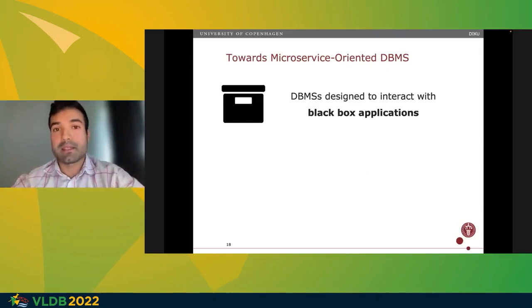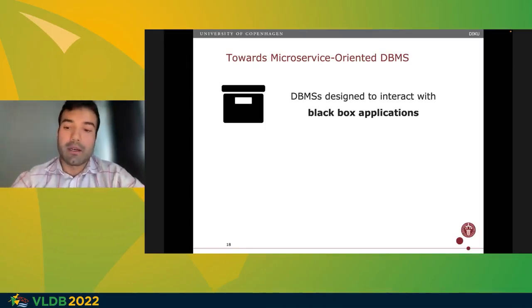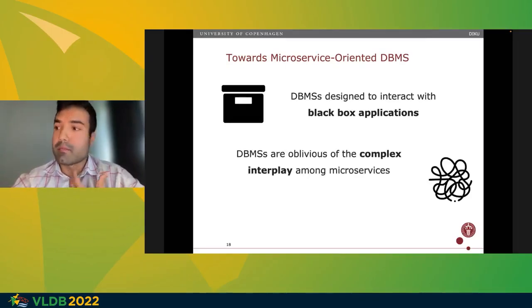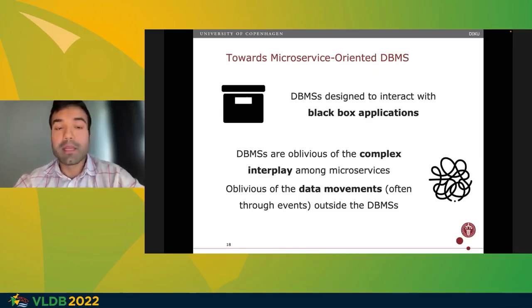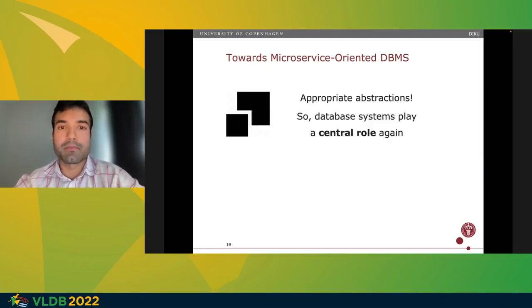But database systems are designed to interact with black box applications. They usually provide an API, and the application connects to it and sends statements, SQL statements, to it. But in particular for microservice architectures, this is challenging because the databases, which are underlying to the services, are oblivious of the complex interplay among these microservices. That means that they are oblivious of the data movements that are occurring outside the DBMS.